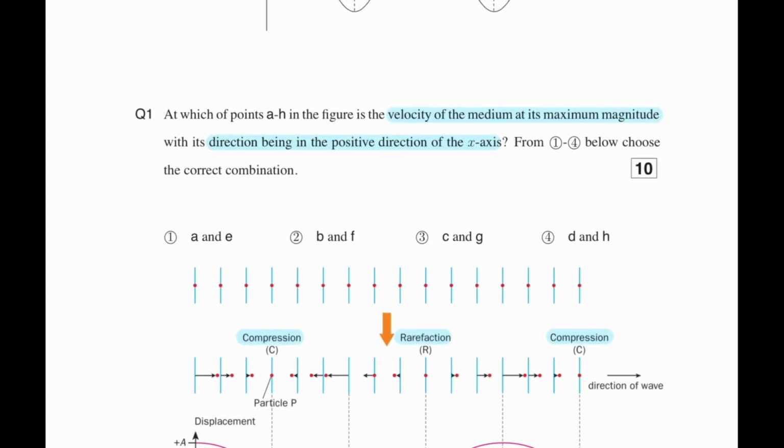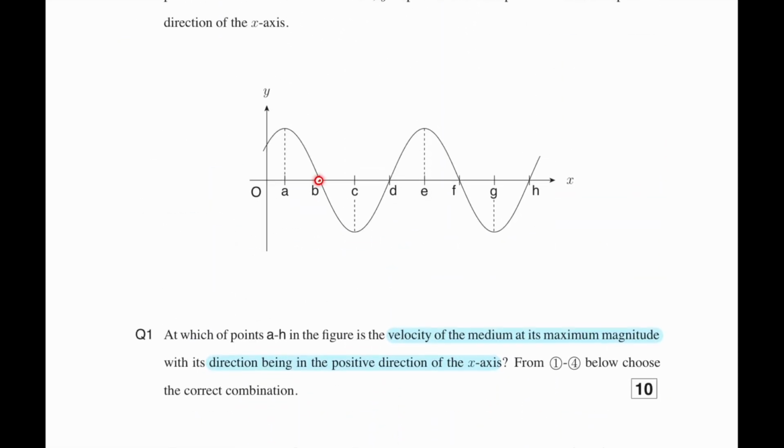The question is, how do we know B is a compression or rarefaction? If I know that B is a compression, then I know D must be a rarefaction, and then F is a compression, and then H is a rarefaction. So first of all, I need to know whether B is rarefaction or compression. Basically, to see whether this point is a compression or rarefaction, you can see from the displacement of the particle before that point or after that point.